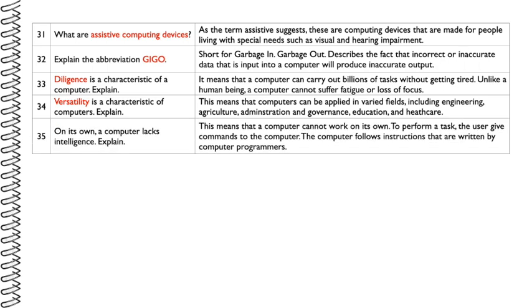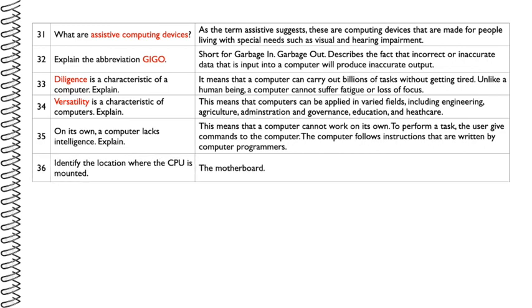On its own, a computer lacks intelligence. Explain. This means that a computer cannot work on its own. To perform a task, the user gives commands to the computer. The computer follows instructions that are written by computer programmers.